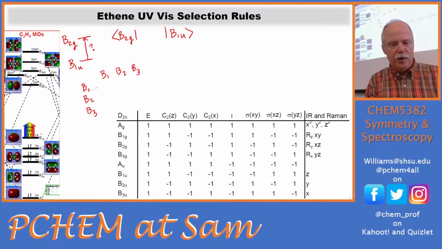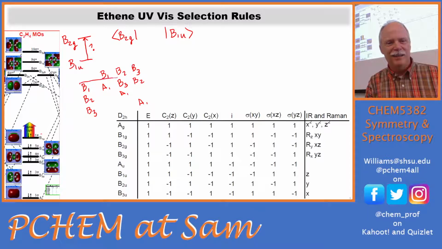So B1 times B1 is A1, okay? B2 times B2 is A1. B3 times B3 is A1. Okay, so we know those. And this is kind of weird. B1 times B2 is B3, and B1 times B3 is B2. They kind of alternate with each other. Okay, let me draw this up.